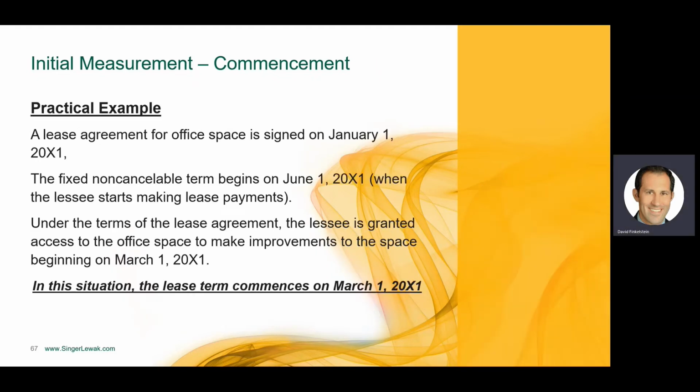As an example, the lease agreement for the office space is signed January 1st of the first year. The fixed non-cancelable terms begin June 1st of the first year, and that's when the lessee is going to start making lease payments. Under the terms of the lease agreement, the lessee is granted access to the office space to start making improvements beginning on March 1st of the first year. In this situation, the lease term actually does commence on the date that the lessee is granted access, and that would be the March 1st.